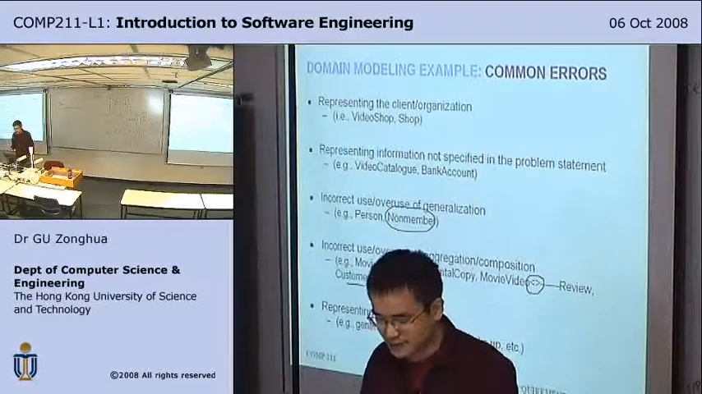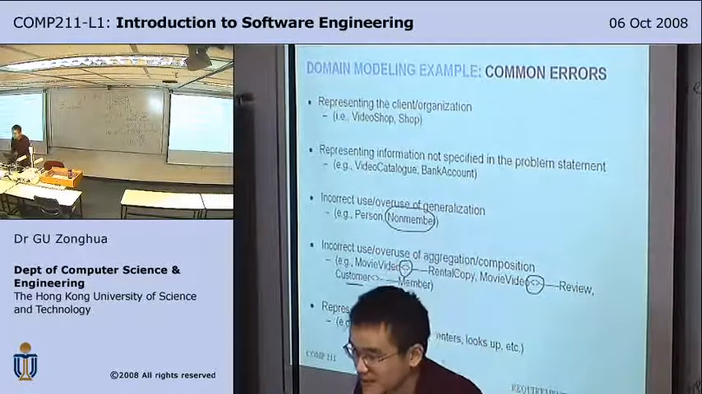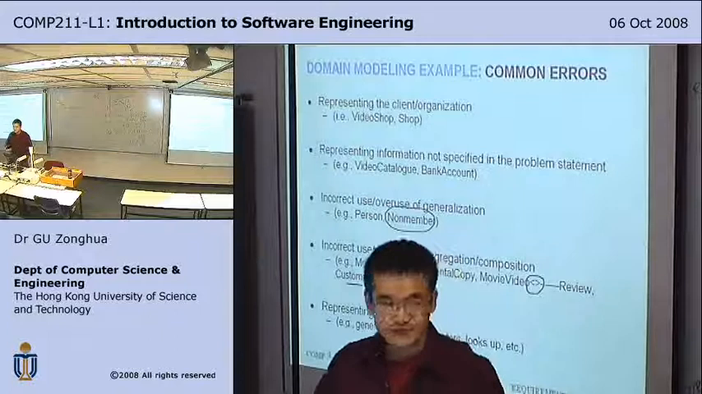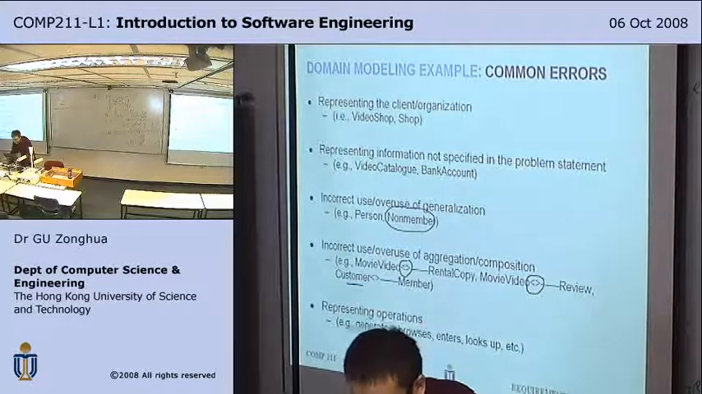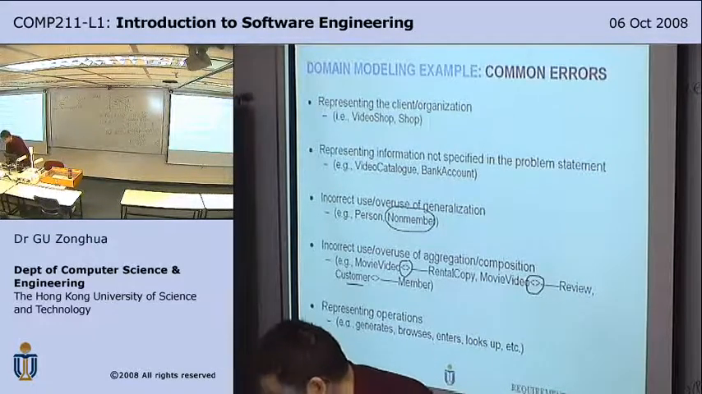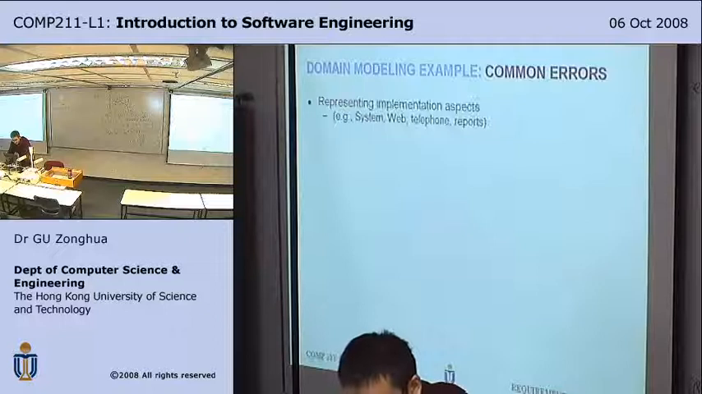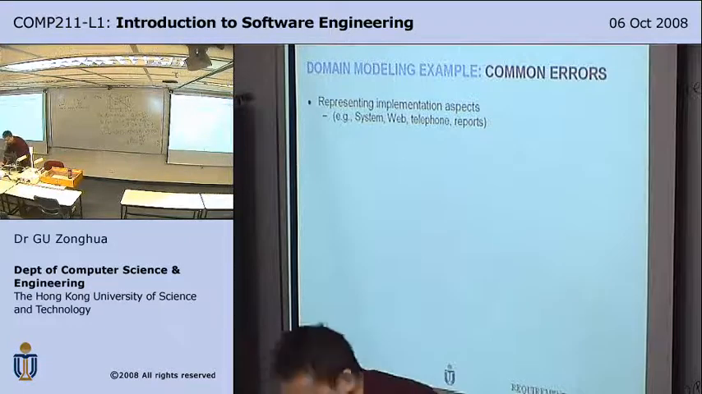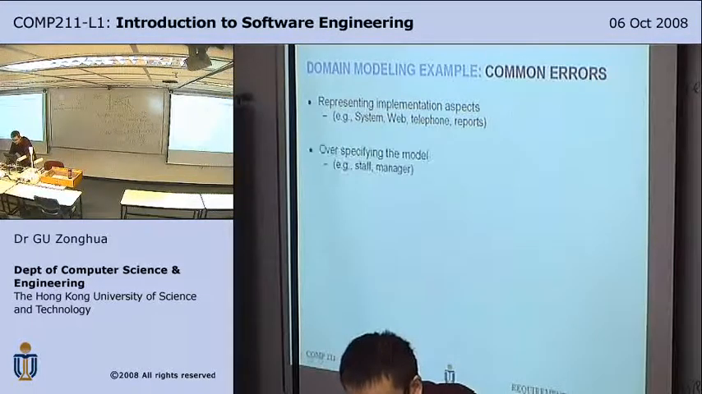But a customer browses the video listing. That is not part of the domain model because it's a transient operation. When he browses it, he's done, it's gone. It's not stored in the database. So you should make a distinction between operations that are transient and operations that are persistent. Representing implementation aspects. So system, web, telephone, reports, keyboard, printers, these should never be put into the domain model.